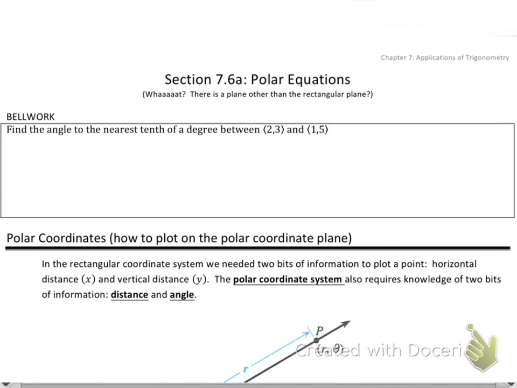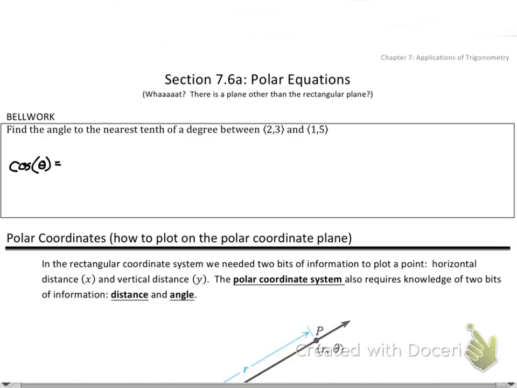Okay, so we're supposed to find the angle to the nearest tenth of a degree between the vector 2, 3, and the vector 1, 5. We had to remember the formula. Cosine theta equals, remember this dot product formula, so that's what reminded me, you can make a note card and put this right on there.